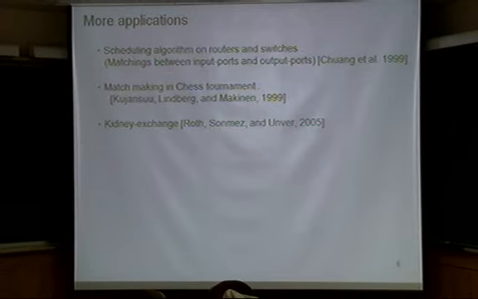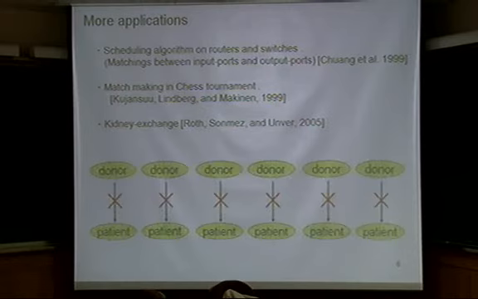For example, scheduling algorithms on internet routers. Stable matching can be used to match between input ports and output ports. This is one application. And matchmaking of chess tournaments or kidney exchange. I will just briefly introduce a kidney exchange application.